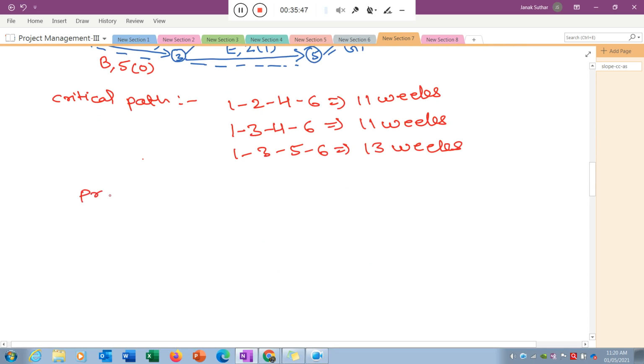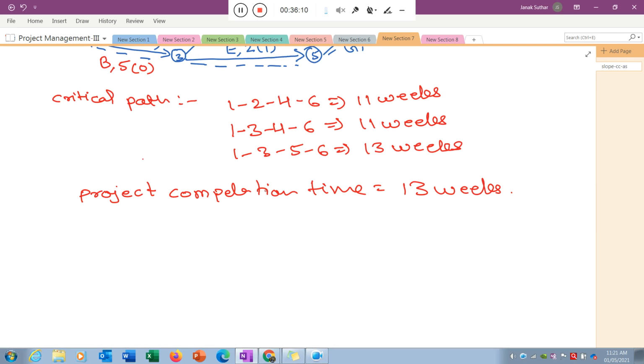project completion time, and project time is equal to 13 weeks. That you can write down here, because we already reduced the activity 1 to 3. So now this 13 weeks is the new time to complete our project, but the total cost will be increased. And how much cost will be increased, that I will try to identify here.